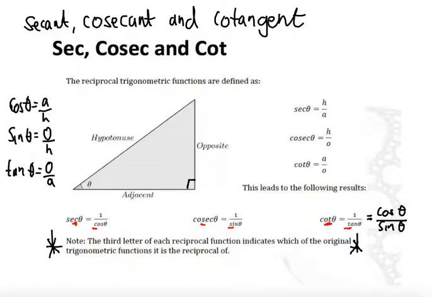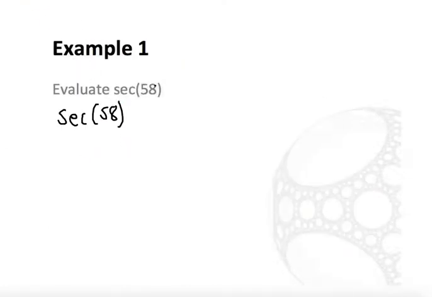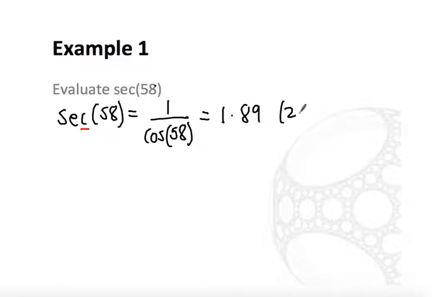So when I come to this question, sec theta, what I know is this third letter here relates to the original trigonometric function it is a reciprocal of, so that means that this is the same as 1 over cos of 58. And so all I have to do is evaluate this on my calculator to get an answer of 1.89 to 2 decimal places. And that's all we have to do to evaluate these trigonometric functions.